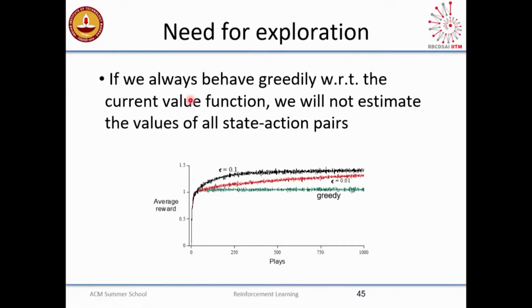But let's say you don't, right? Let's say you always behave greedily. But the main problem is, if you always behave greedily with respect to the current value function, you will not be able to visit all the state action pairs, right? You will start focusing only on a small set of the state action pairs. And here is an example of that, right? So this is the number of episodes you have learned, right? And if I am picking only greedily, I converge to something that is suboptimal.